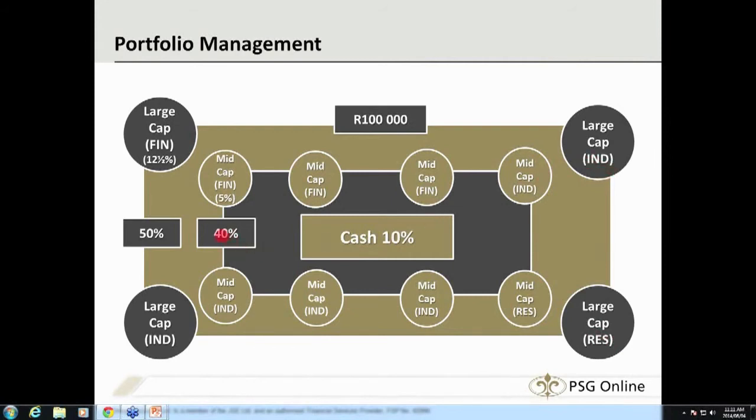And allocate 40% of your funds to the mid-cap stocks. In other words, you're allocating 5% to 8 different companies. Okay, so you're allocating less funds to riskier stocks.